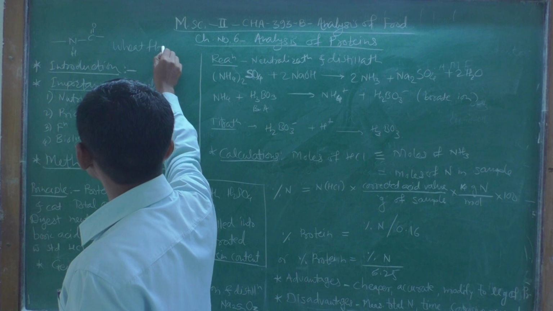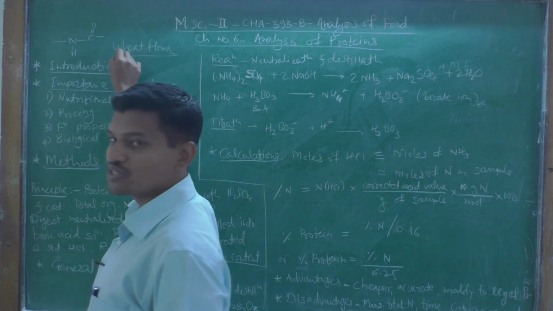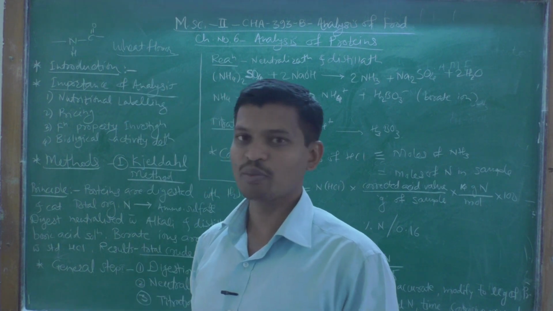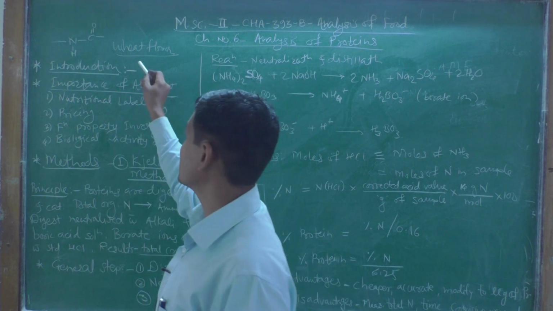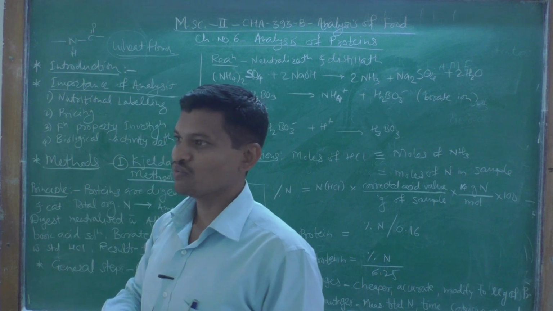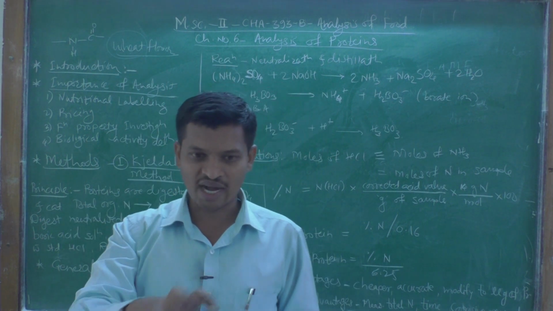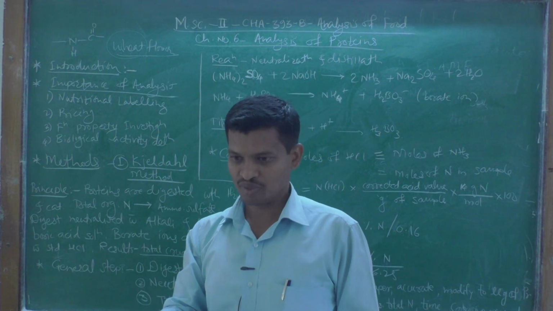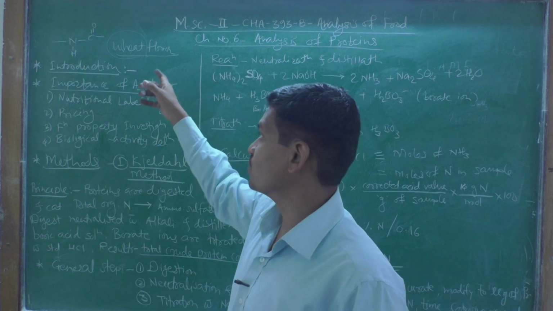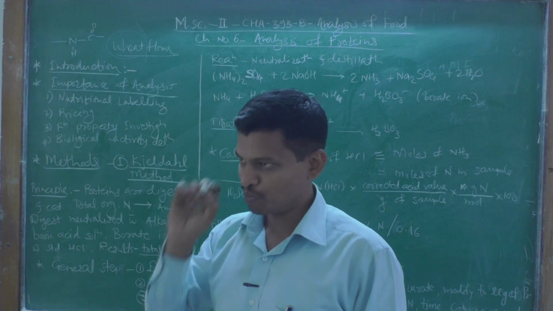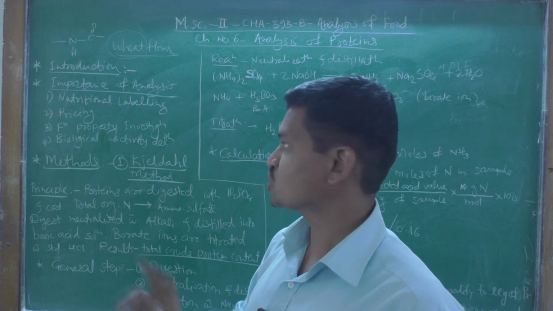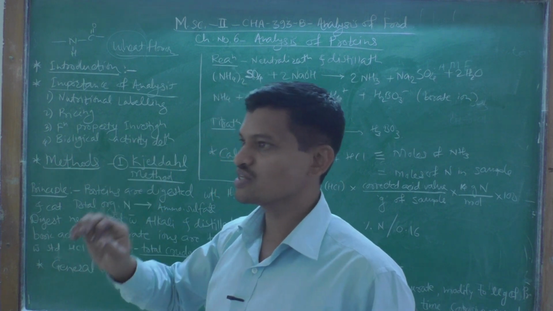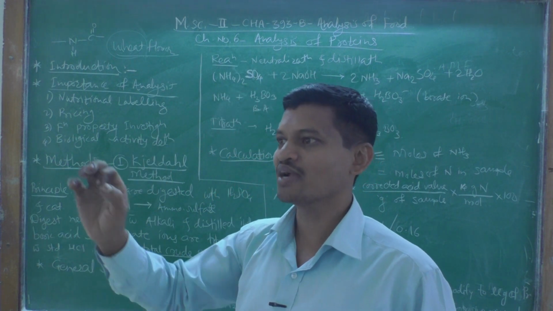Wheat means gehu, the grains from which we are making chapatis or rotis. That is called wheat. And for making that wheat flour, that atta, glutamine protein is essential. So the price or cost of that wheat flour or that wheat is directly dependent on the presence of glutamine protein in that wheat.